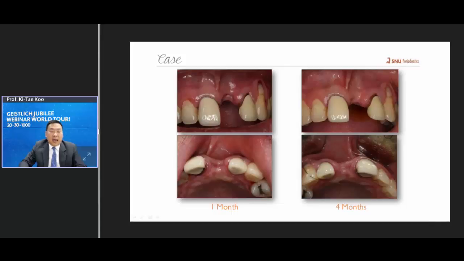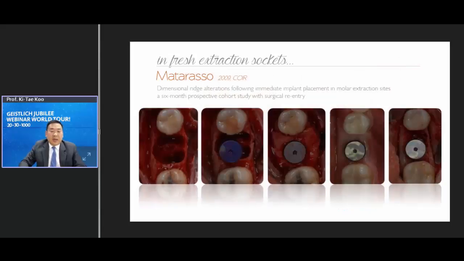Look at the slides on the right side: the resorption in the vertical and horizontal dimensions is more pronounced and more exaggerated. So this is the type of healing you see without preservation, and this, I think, sends out an important message that ridge preservation is very important. Now we come to a clinical study by Dr. Matarazzo, and this is basically what they did.